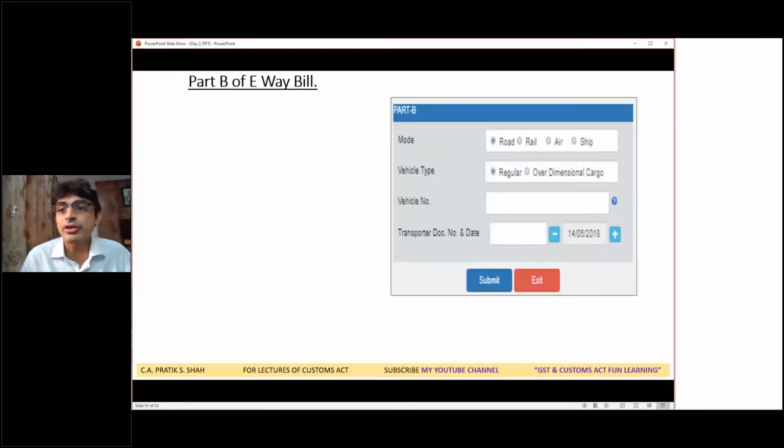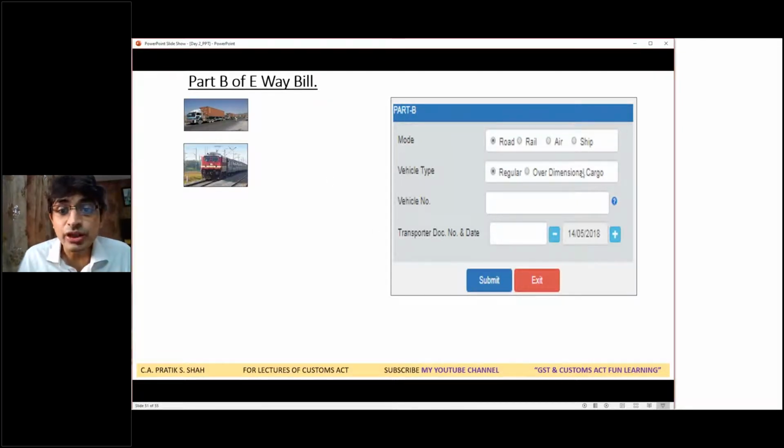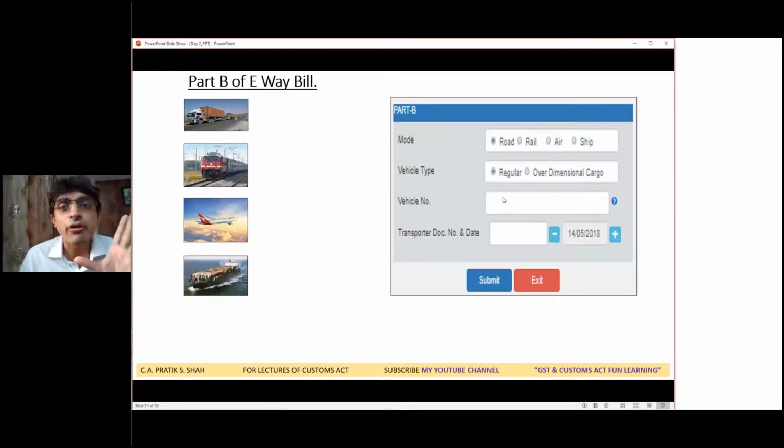Okay, but the e-way bill is in two parts. This is part B of e-way bill. How you are moving the goods: by road, by rail, by air, by ship. If you are moving goods by road, then give the vehicle number. If you are moving by rail, then give the railway receipt number. If you're moving by aircraft, then give airway bill or air receipt number. If you're moving by vessel, then give bill of lading number. You need to write all that, how your goods are moving.